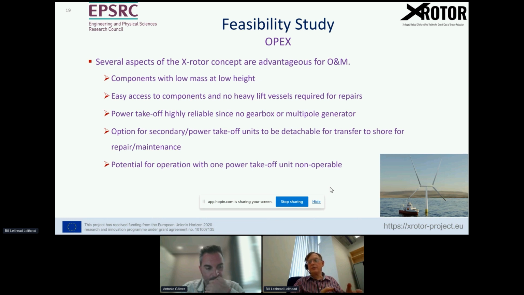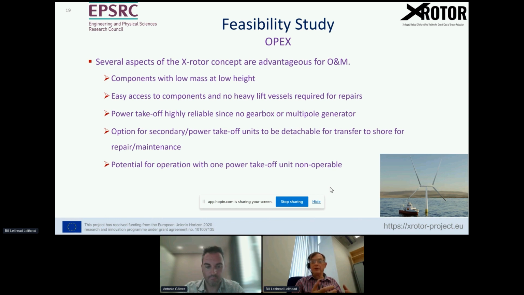The secondary rotors, the power takeoff units, the rotor and the generator weigh less than 10 tons, and they are situated no higher than 25 meters above the sea. So we're avoiding a lot of costs there. We've got higher reliability because it's very simple. It's just a rotor directly attached to a conventional generator. There is an option to make these power takeoff units detachable and replaceable, while taking the original to shore for any repairs.